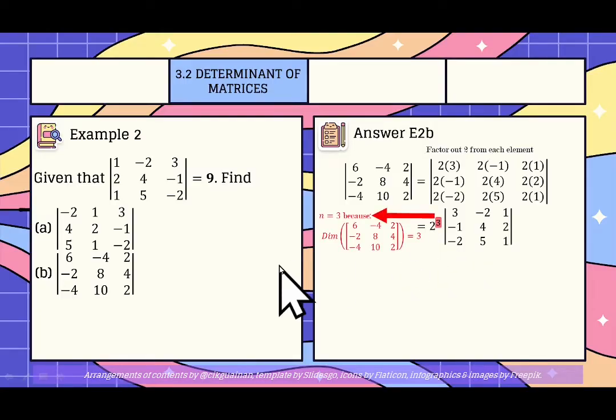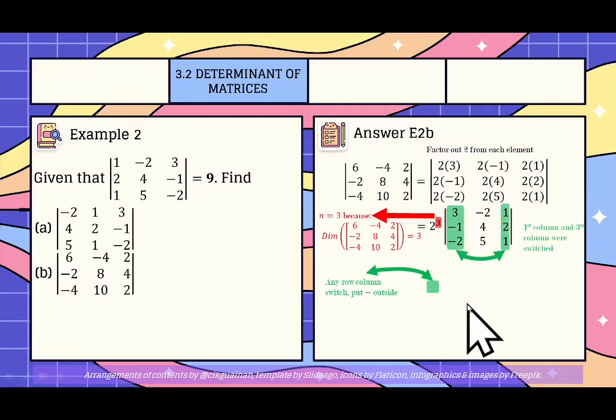Why 3? Because the dimension of the matrix is 3. It's a 3 by 3 matrix, then the dimension is 3. So that's why we are taking 2 to the power of 3, which is 8. And then, oh yes, we have to move the first column and the third column. We have to switch them because the original one has been provided with 1 2 1 as the first column, but we have here 3, minus 1, minus 2 as the first column. So we have to switch them back, and don't forget to put negative outside.